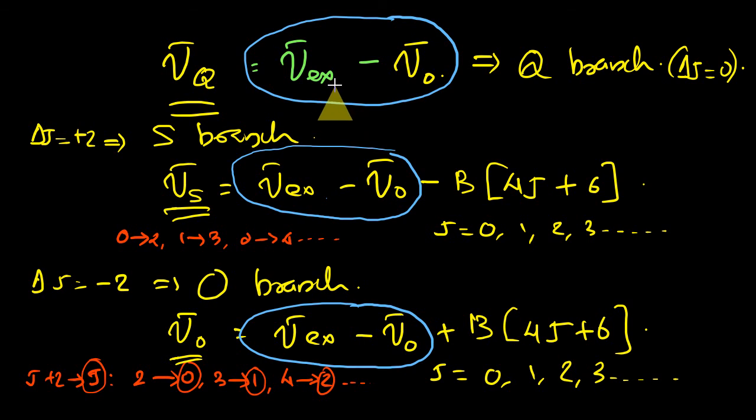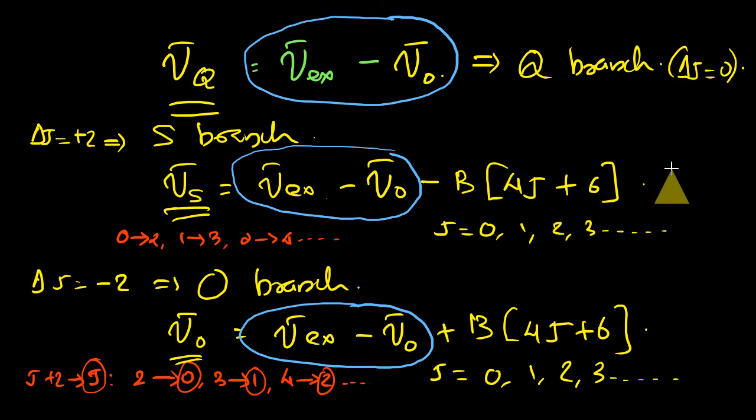And after that, there will be a series of lines. So let me draw those series of lines. And this S branch has a lower frequency than this Q branch. Okay, this is the frequency of the Q branch, and the S branch has some frequency which is less than that. Okay, so if J is equal to 0, then it is the first value of this quantity.